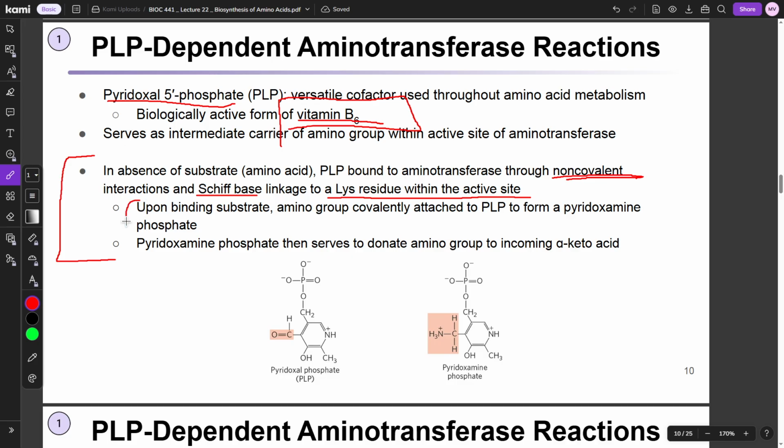I think this is the most important part maybe. Upon binding substrate, the amino group of an amino acid covalently attaches to PLP. So basically this group here switches with the N group of an amino acid, which is why there's a switcheroo here. So this carbonyl group gets switched out for this N on PLP.